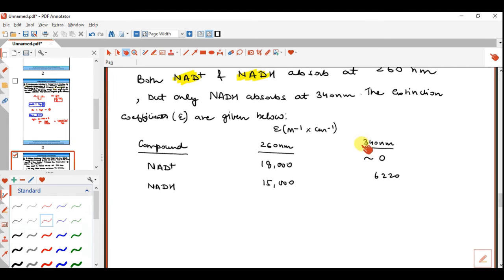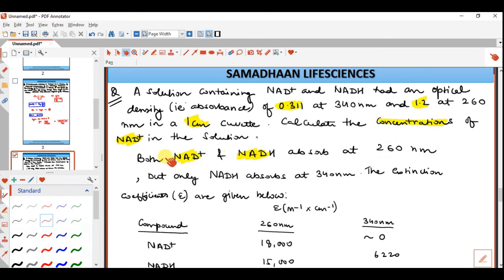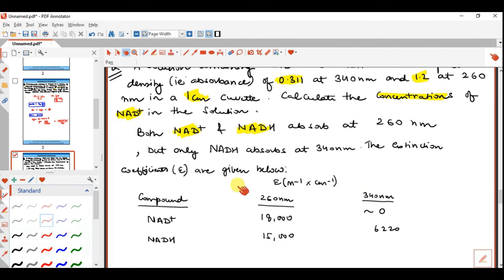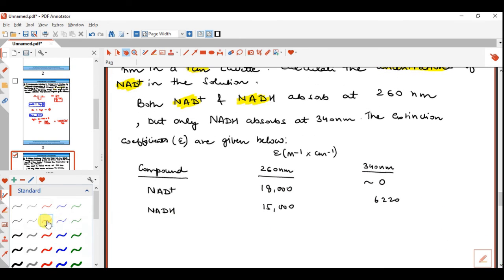So now you have to find out the concentration of NAD plus only. They are not asking you about NADH. They are asking you about NAD plus. Now what we can use, if you have carefully seen this table, you would understand that NAD plus is not absorbing anything at 340 nanometer. So we can make use of this information, and we can start doing our question.